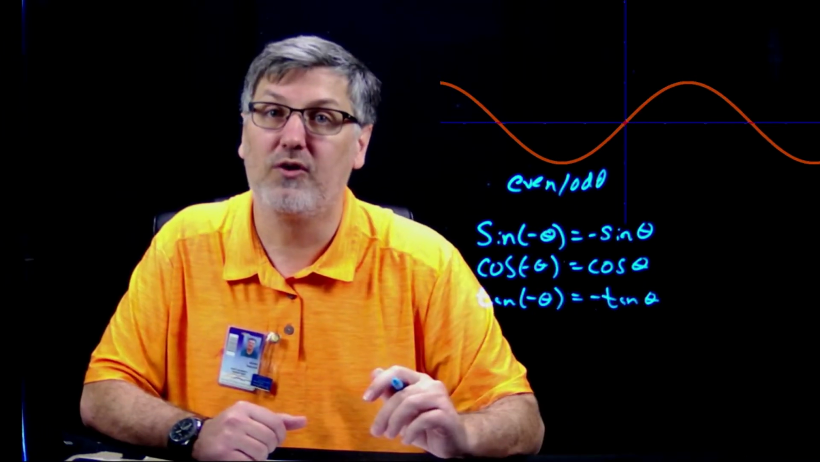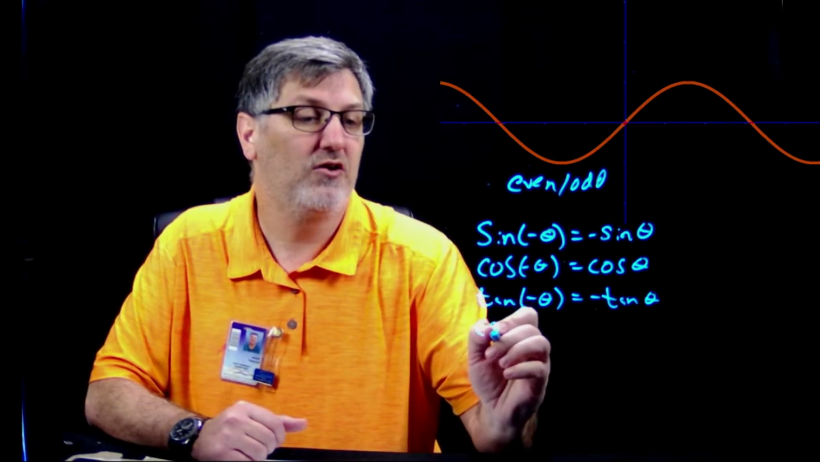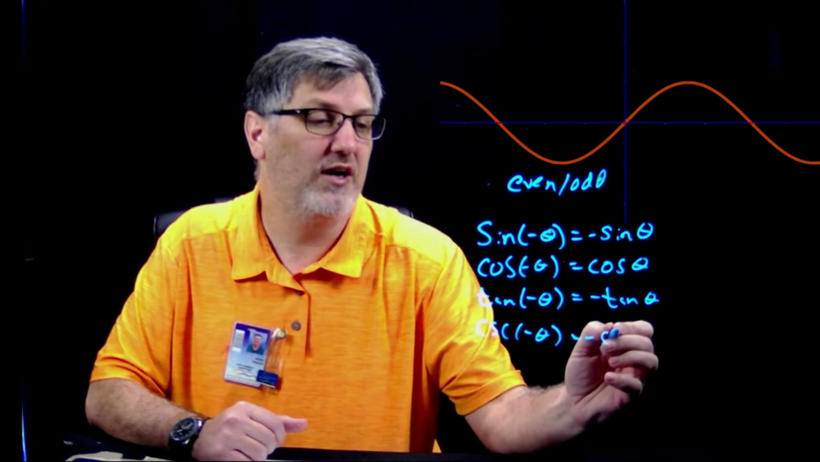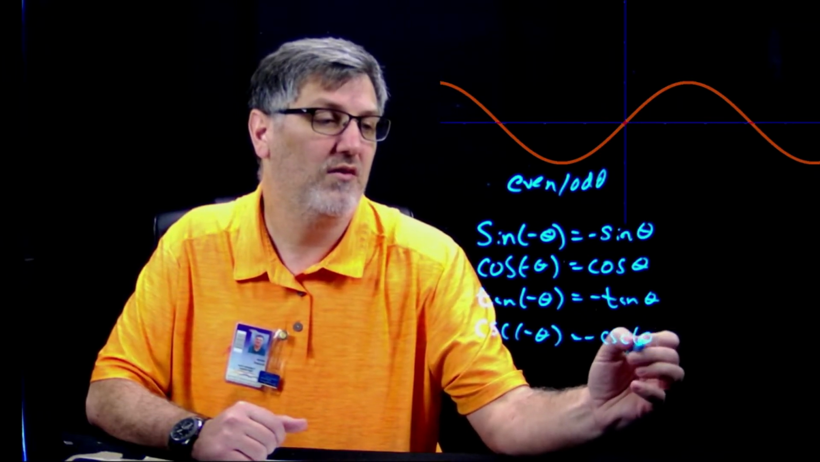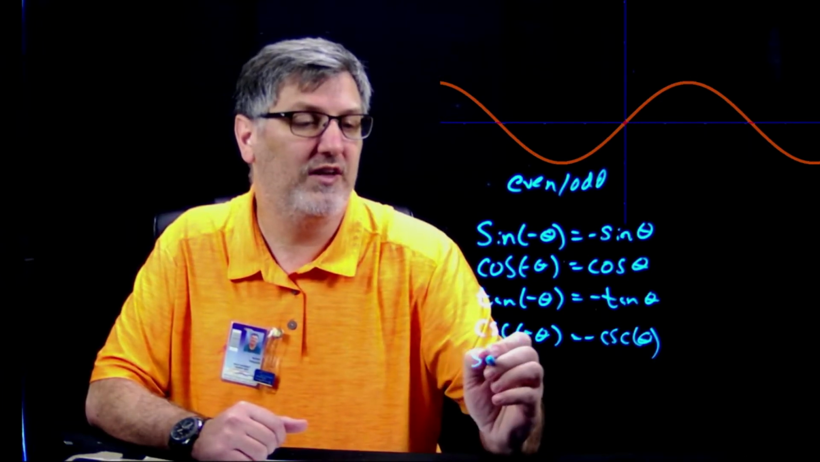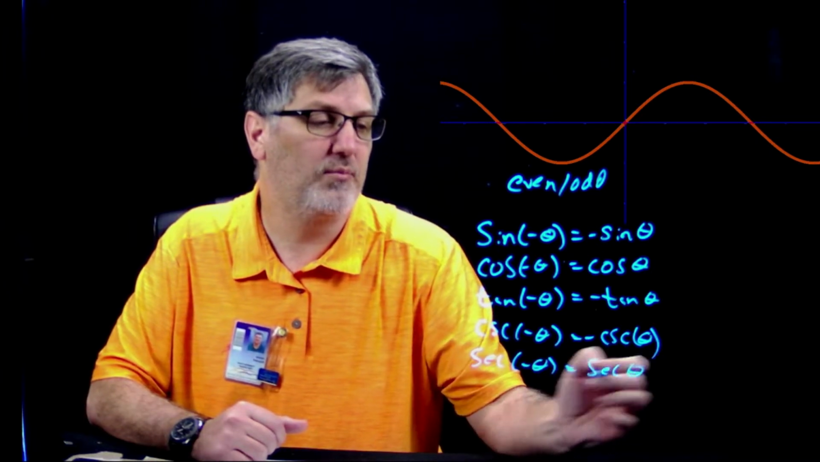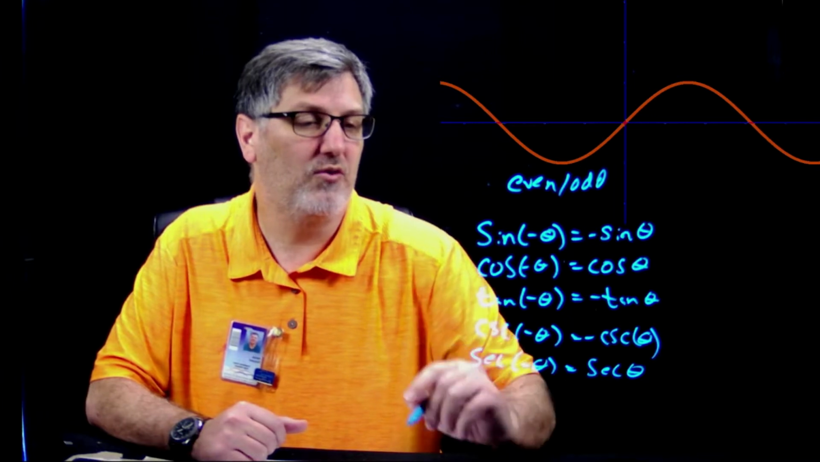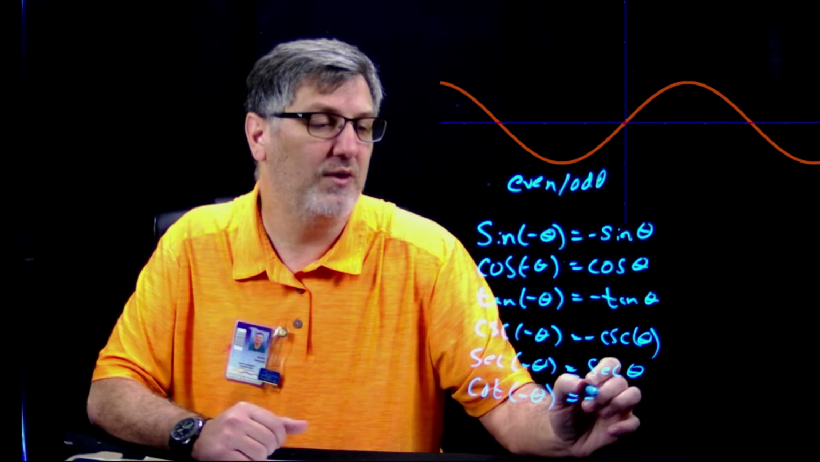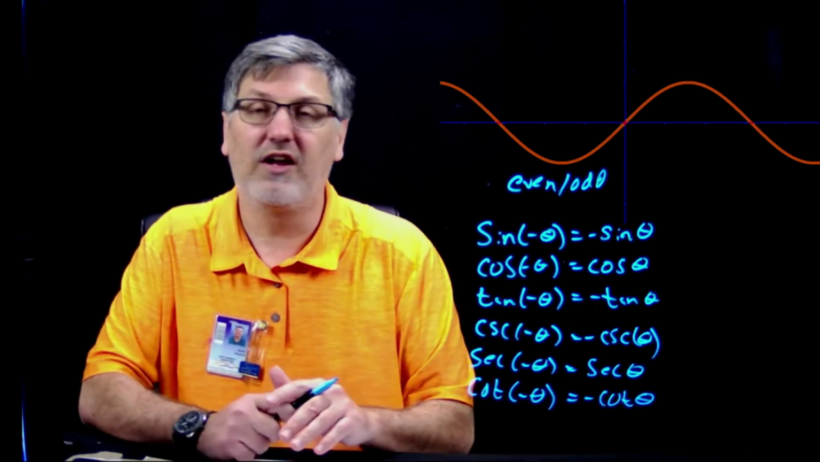Now the reciprocals are going to follow these same rules. The reciprocal of sine is cosecant, and cosecant of a negative angle has the negative on the outside. The reciprocal of cosine is secant, and secant of a negative angle is just secant of its positive angle. And cotangent of a negative angle is negative cotangent of that positive angle. All right, so these are your six even and odd identities.